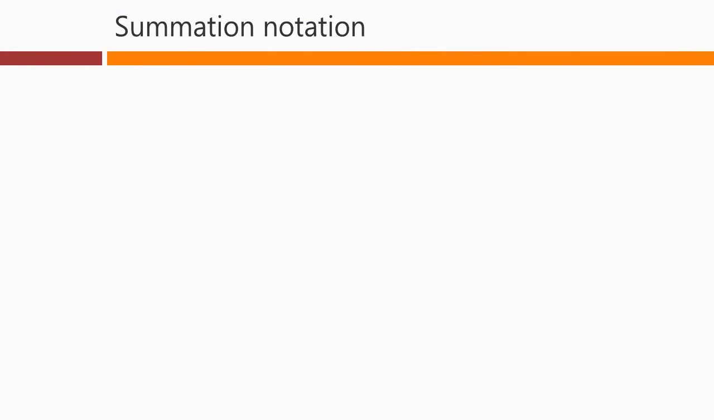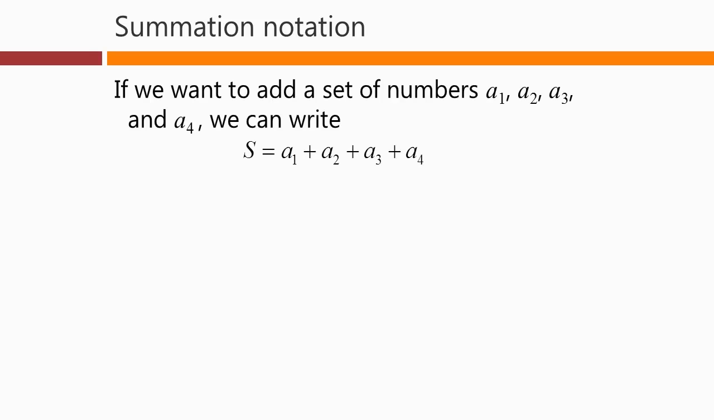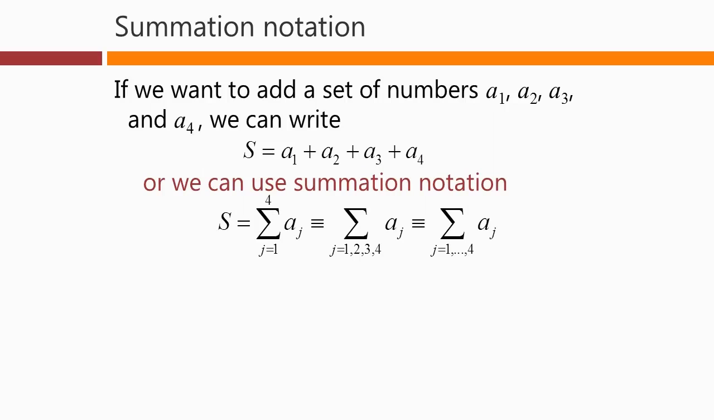When we want to add many different numbers together, it's convenient to have a notation that saves us some space in writing that. For example, suppose we wanted to add a set of numbers a1, a2, a3, and a4. We could, of course, just write that sum as a1 plus a2 plus a3 plus a4. Or we could use the summation notation.